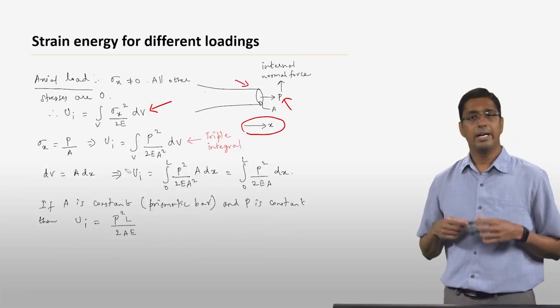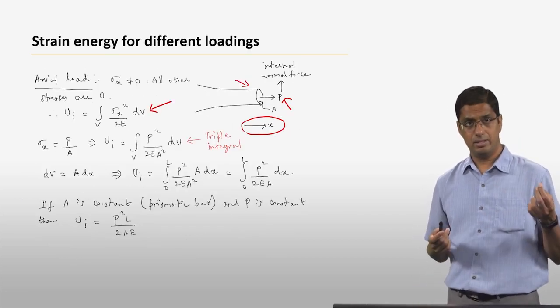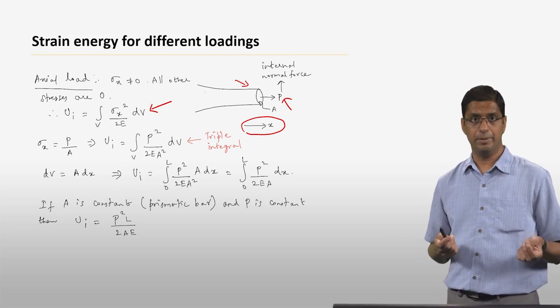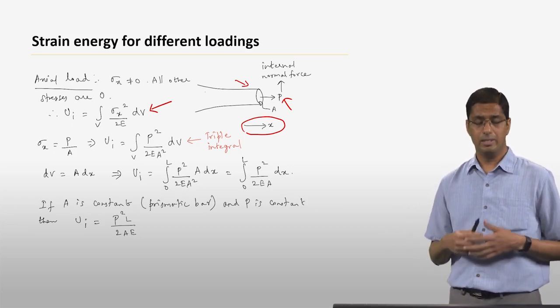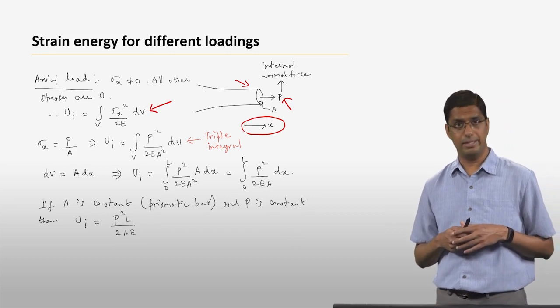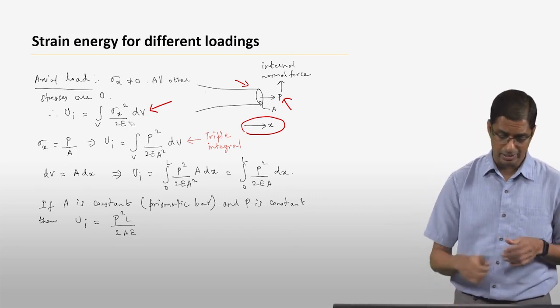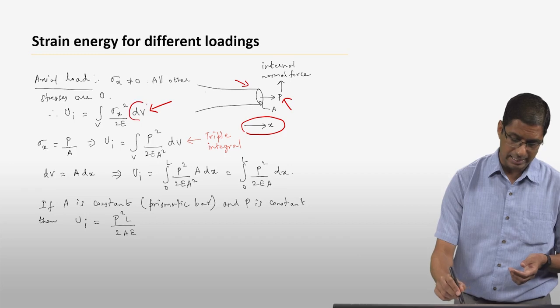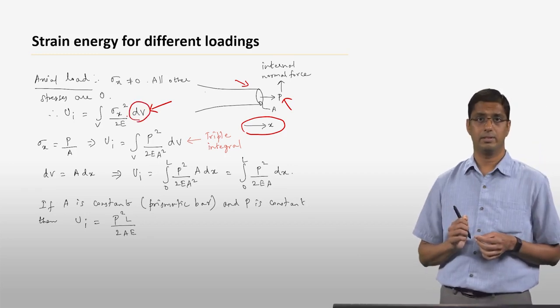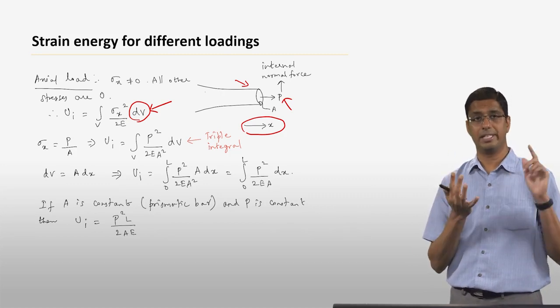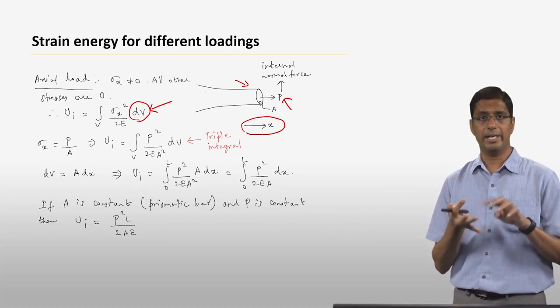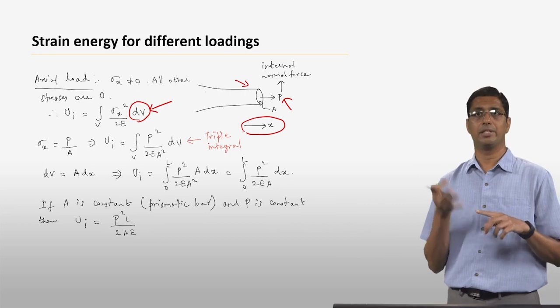Now, in that case, the strain energy term becomes very simple. It's just going to be sigma x squared over 2E times dV. Now, the one thing that I want you to note is that this dV essentially means that it's a triple integral. Okay? It is not just a single integral, but a triple integral. You're essentially integrating over dx, dy, and dz. Okay? So it is a triple integral.